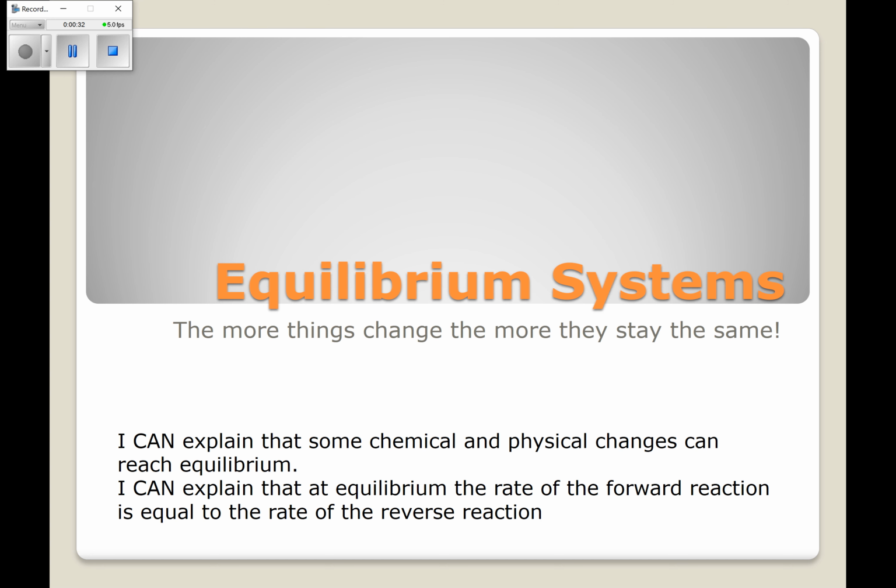So by the end of this lesson, you should be able to explain that some chemical and physical changes can reach equilibrium. And you should be able to explain that at an equilibrium, the rate of the forward reaction is equal to the rate of the reverse reaction. And that statement in itself is kind of the basis of what equilibrium is all about.